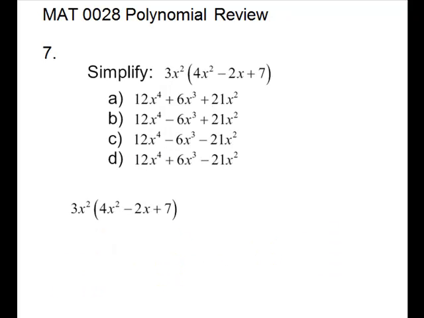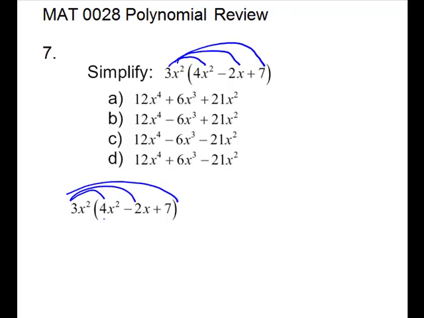Problem 7, simplify. And notice this is a monomial times a trinomial. It is a distribution problem. This one is beside the parentheses, so that means multiplication, and there's more than one term inside. So it is a distribution problem. We'll multiply 3x times everything inside. We'll just drop below to have enough room.